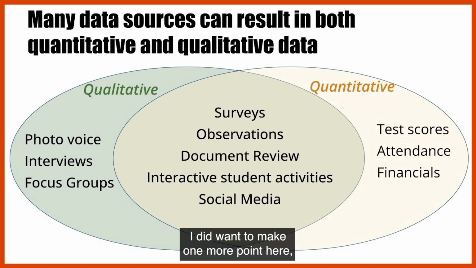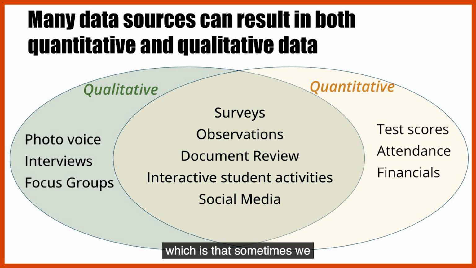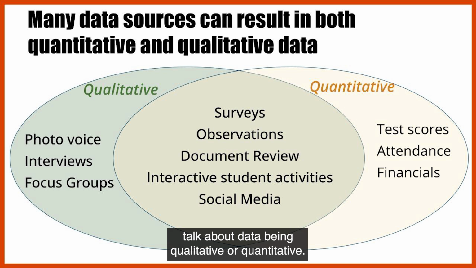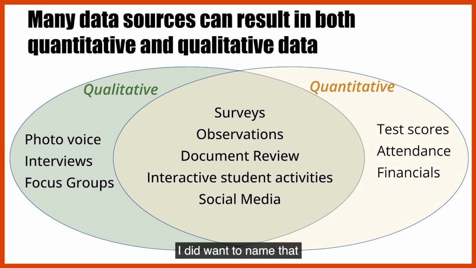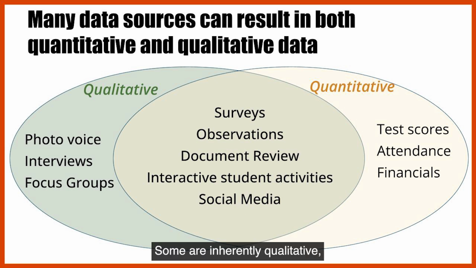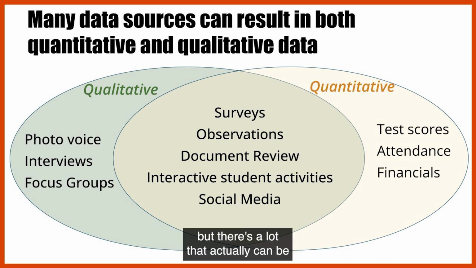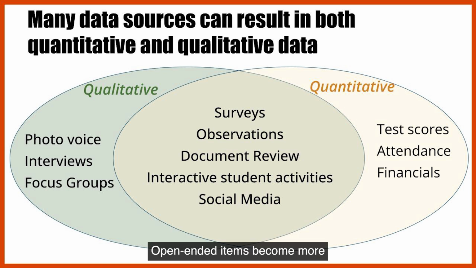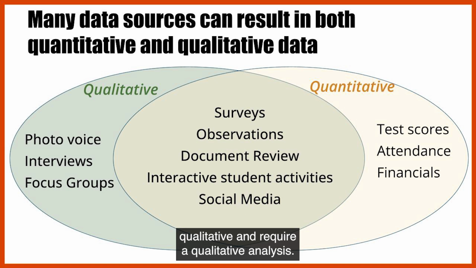I did want to make one more point here, which is that sometimes we talk about data being qualitative or quantitative. Quantitative essentially is numbers that can be analyzed using statistics. Qualitative is everything else. I did want to name that some data sources are pretty much inherently quantitative and some are inherently qualitative, but there's a lot that actually can be both, depending on how you structure them. Surveys, for example, can include closed-ended and open-ended items. Open-ended items become more qualitative and require a qualitative analysis.